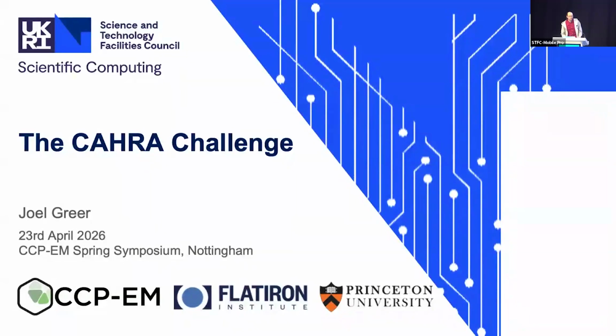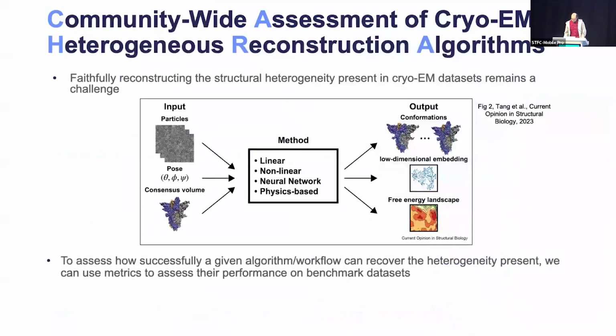Good morning, everyone. So yeah, I'm Joel. So today I'll talk to you about the CryoBench Challenge. So this is a CASP-inspired community initiative, which we at CCP-EM are running in collaboration with our colleagues at the Flatiron Institute and at Princeton University. So whilst we know that you can reconstruct high-resolution visualizations of biological macromolecules utilizing cryo-EM, actually faithfully reconstructing the full range of the structural heterogeneity present in cryo-EM datasets does remain a significant challenge. So datasets may include continuous motions, discrete states, compositional variations, or you might want to estimate population densities.